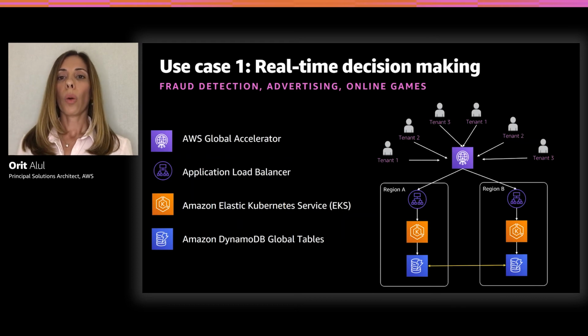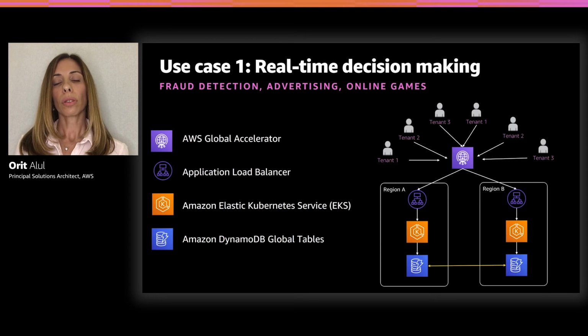In addition, we will use AWS Global Accelerator to achieve two goals. The first goal is to route users to the closest endpoint through the AWS Global Network. The second goal is that when we have an endpoint failure, AWS Global Accelerator will automatically route traffic to the next available closest endpoint within less than 30 seconds.